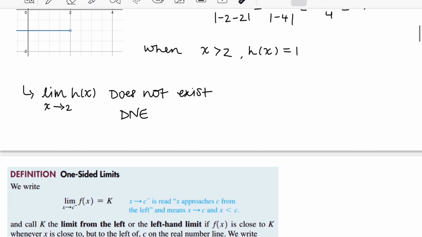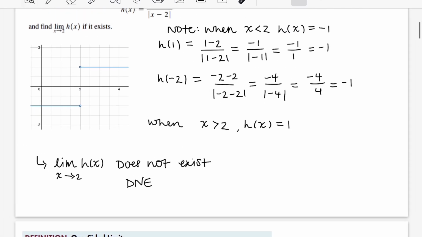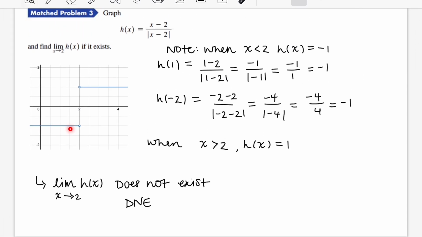So coming back to this example up here, if we approach 2 from the left, we get the limit is equal to -1. And if we were to approach 2 from the right, we get that h of x is equal to +1. So this means that the left-hand and right-hand limits are not equal, and so that's why we concluded that the limit does not exist.